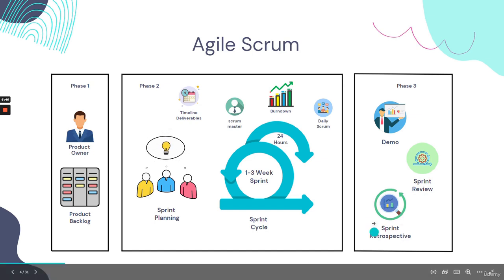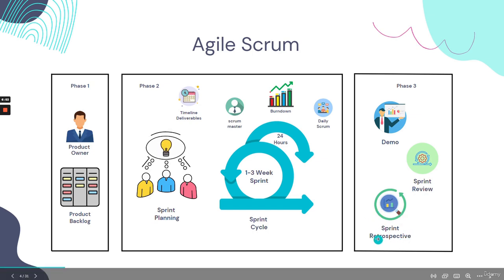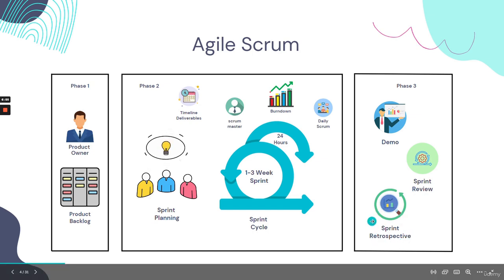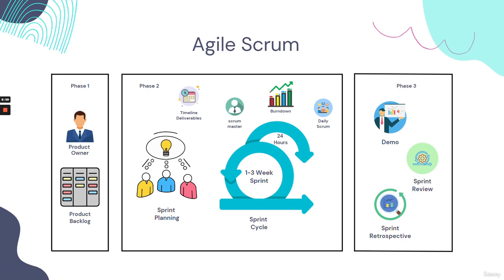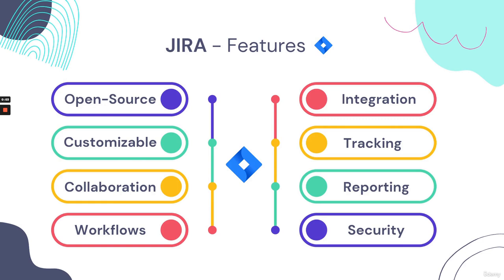And in the sprint retrospective, which is the last step of the cycle, we basically look back and provide feedback based on what was going well, what did not work well, and any areas of enhancements or improvements that we can implement moving forward. Here are some of the unique features of the JIRA platform.